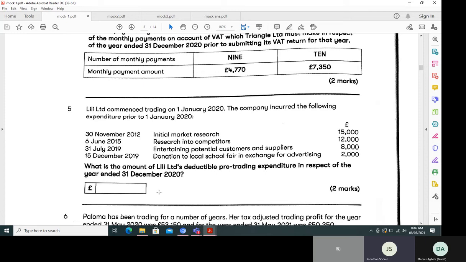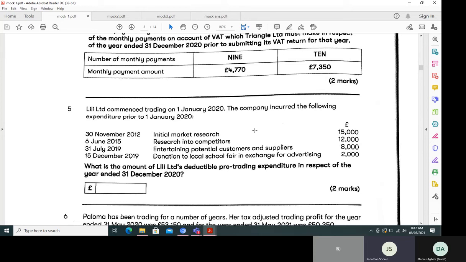Jonathan, please, I have a question. The donation to the local school fair, if advertising wasn't there, would it be allowable? Normally, if it's to a local charity or local organization, we have to allow it. It's allowed.